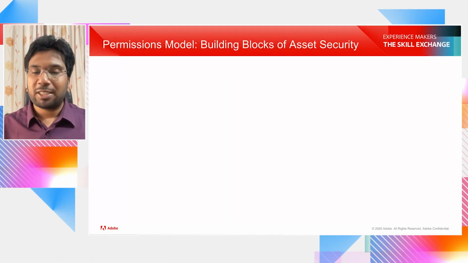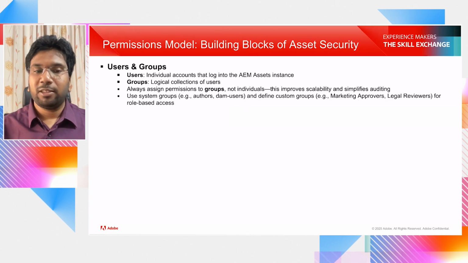So now we will discuss the key building blocks of our asset security. First is users and groups. Users are very simple. The individual accounts that log into our AEM assets instance are called users. What are groups? Groups are collections of users. They can be either system groups or custom groups as per our need and department. And we should always take note to assign the permissions to groups, not individuals.